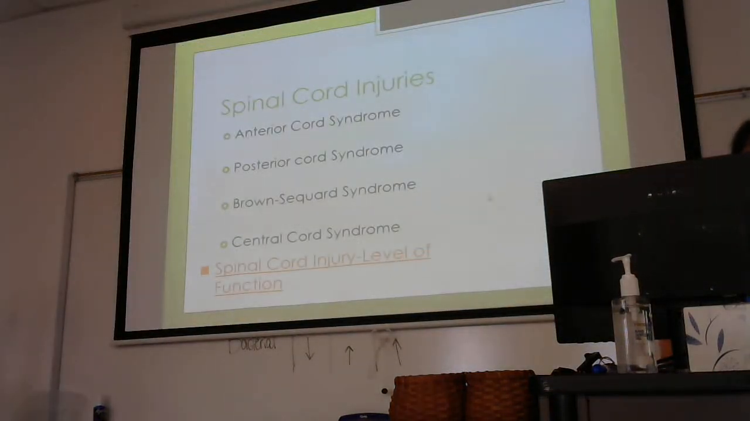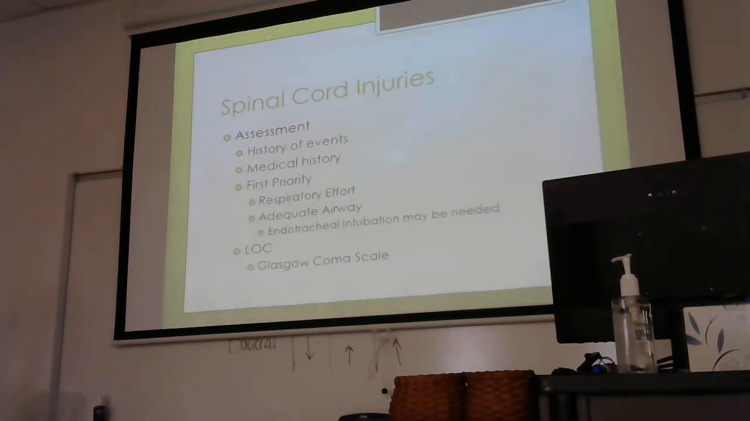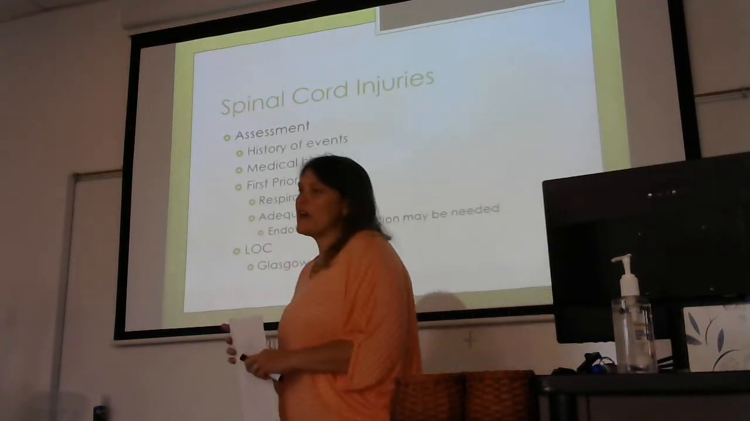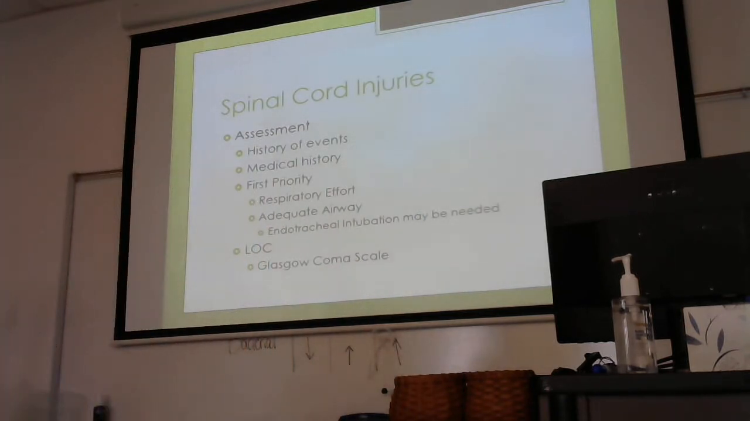So just kind of a quick overview of function based off of the area that they have the injury. When these patients arrive, of course, priority is airway. We don't know where their spinal cord injury might be, so it is airway. And if we're opening an airway, how are we doing it?